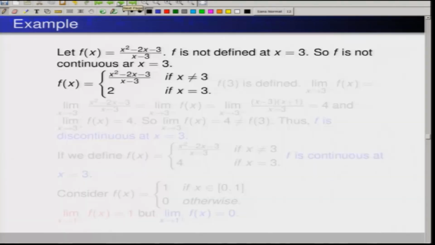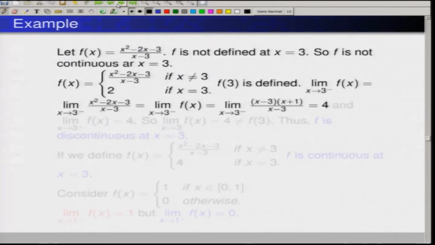Now, the same function, if I define f of x equal to (x square minus 2x minus 3) by (x minus 3) if x is not equal to 3, and I give the value 2 if x is equal to 3. Now, f of 3 is defined. To check the continuity at 3, we need to find the limit of f of x as x goes to 3, and that must be equal to 2.